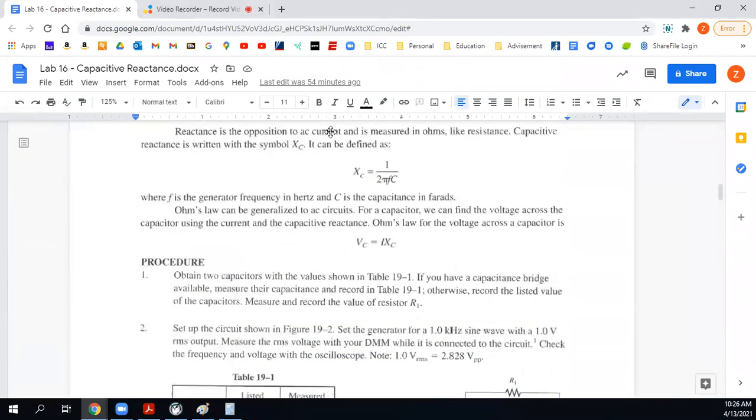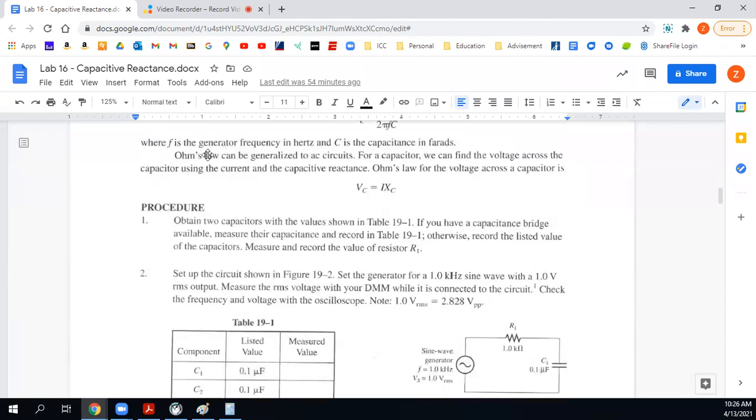Reactance is the opposition to AC current and is measured in ohms, like resistance. Capacitive reactance is written with the symbol X sub C and can be defined as this formula, which you guys all love now, where frequency is the generator frequency in hertz, and capacitance is the capacitance in farads.